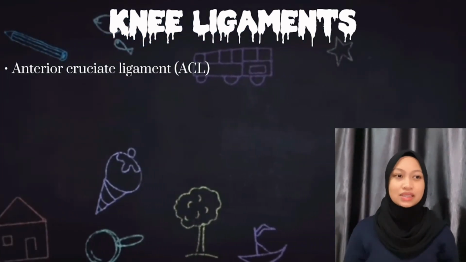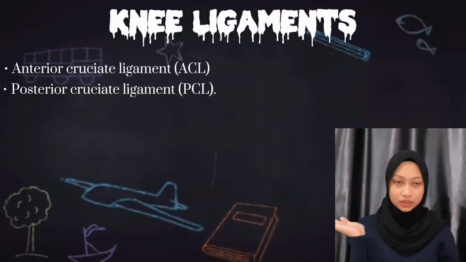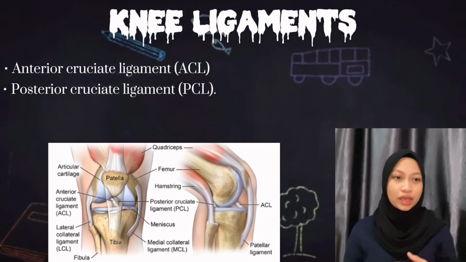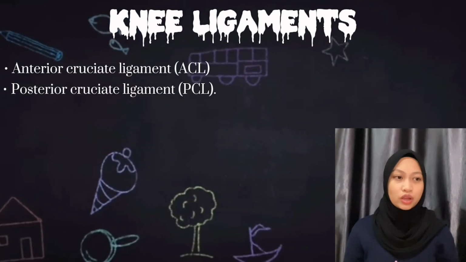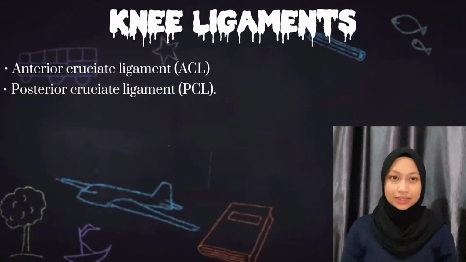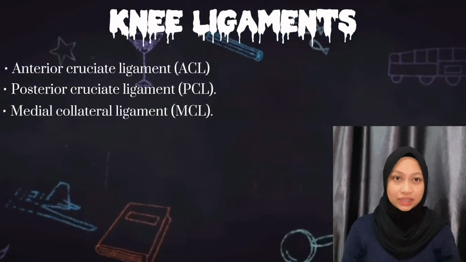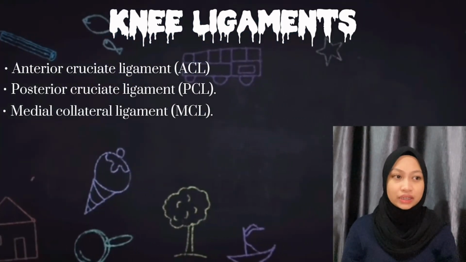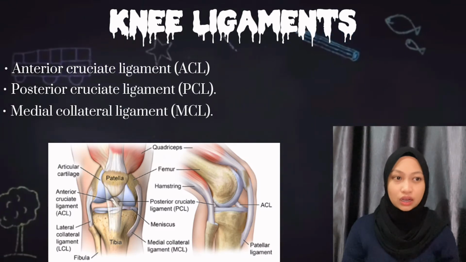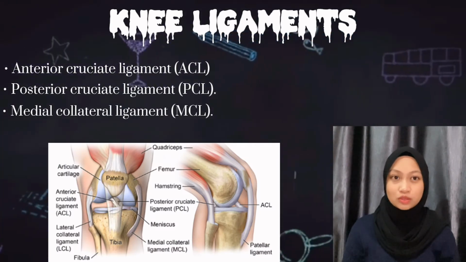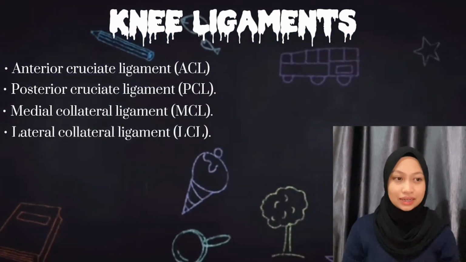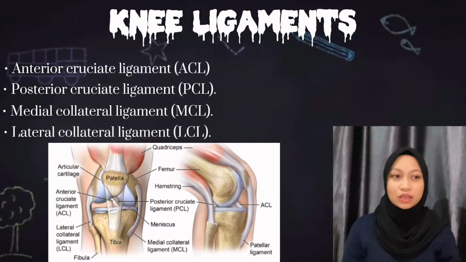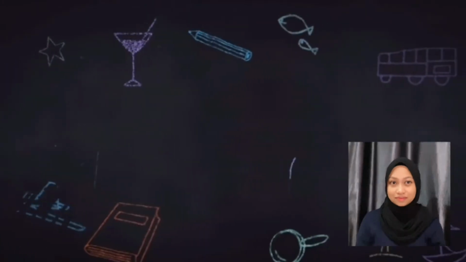The second one is the posterior cruciate ligament, which is PCL, the ligament located in the back of the knee that controls backward movement of the tibia. The third one is the medial collateral ligament, MCL, the ligament that gives stability to the inner knee. And then the last one is the lateral collateral ligament, LCL, the ligament that gives stability to the outer knee.